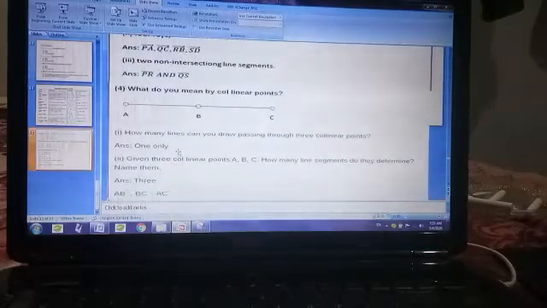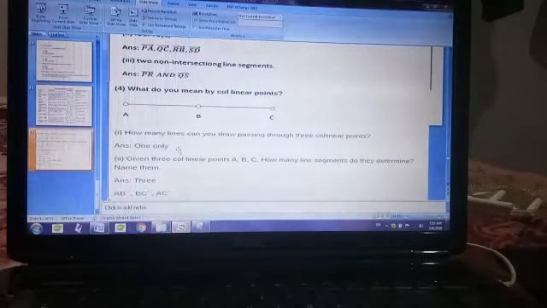In question number 4, what do you mean by collinear points? As per the definition, three or more points which lie on the same line are called collinear points. So here A, B, C, all three lie on the same line, therefore these are called collinear points.